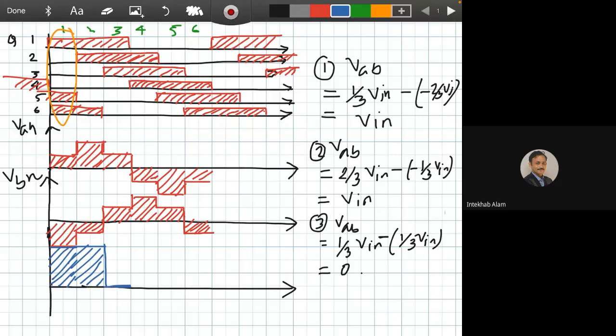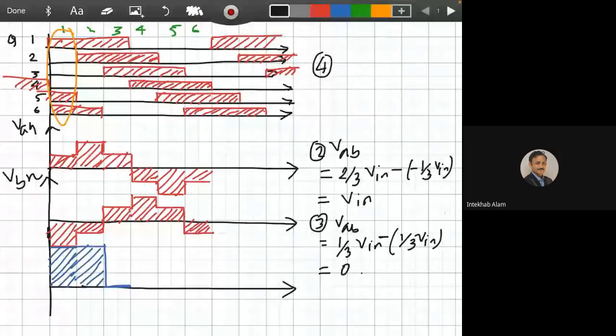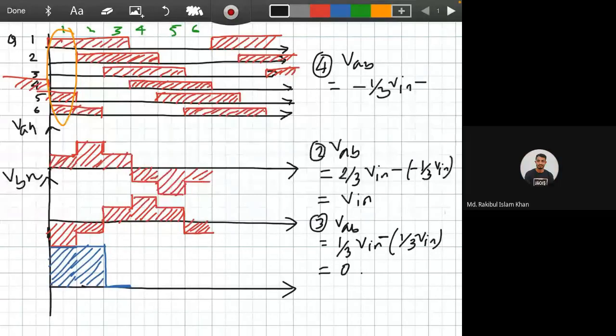So what will be the value in mode 4? Minus 1/3 VIN minus 2/3 VIN, sir. VAB in mode 4 equals minus 1/3 VIN minus 2/3 VIN. So what will be the value? Good. Minus VIN.